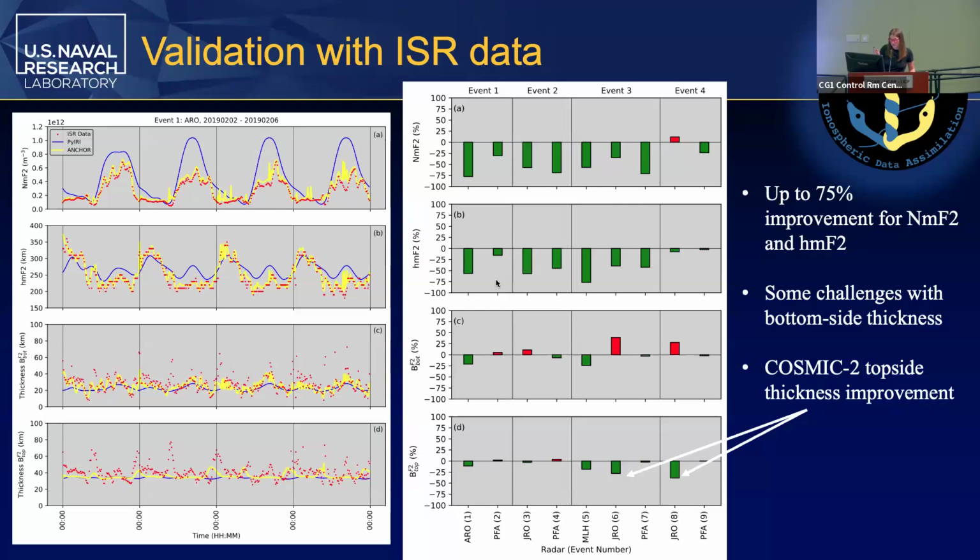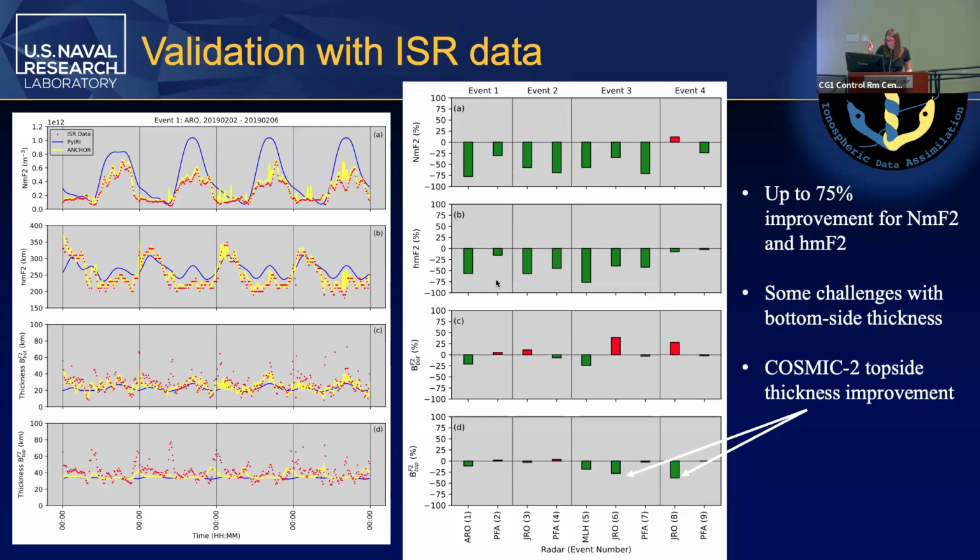the assimilation. Here is a result from Arecibo, which has, of course, the best high resolution data. PyIRI background is shown with blue, ISR measurements with red, and Anchor, as you can see, is very well on top of the data. If we now look at all of the events, this panel on the right shows basically when the bar is green and negative, it means good. It means decrease in the root mean square errors. So for the NmF2, for hmF2, we got as much as 75% reduction of errors, which is amazing.